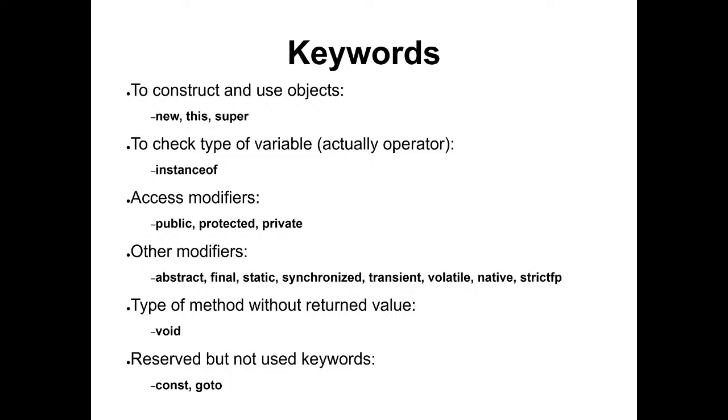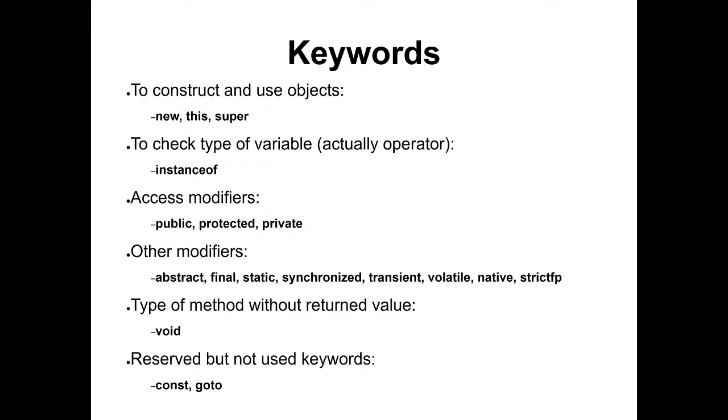Access modifiers, we'll talk about them: public, protected, private, and there are some other modifiers. Abstract, used for abstract classes and methods. Final, also mostly used for constants or final methods. Static, synchronized, transient, volatile, native, and strictfp, used for networking mostly. You will face these ones if you work with networking.